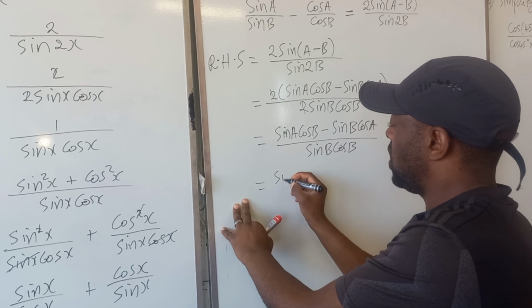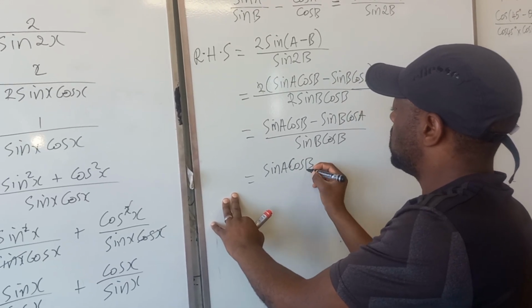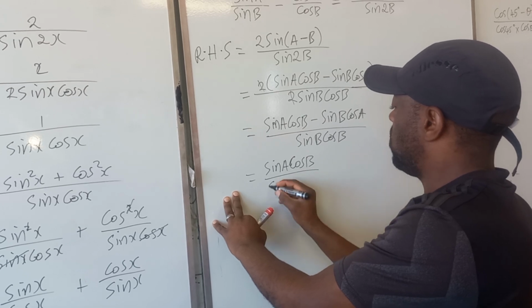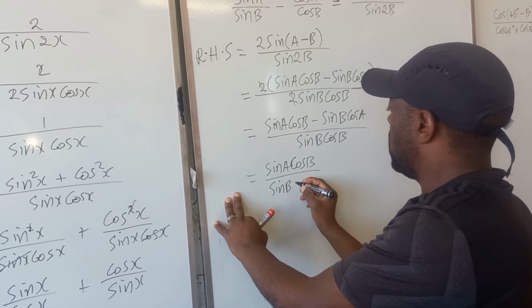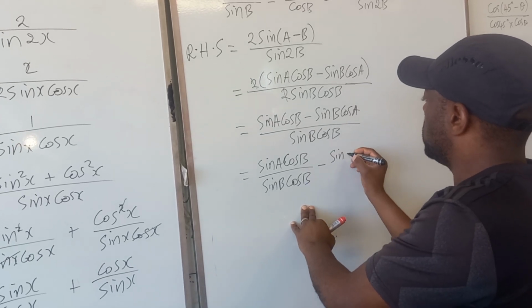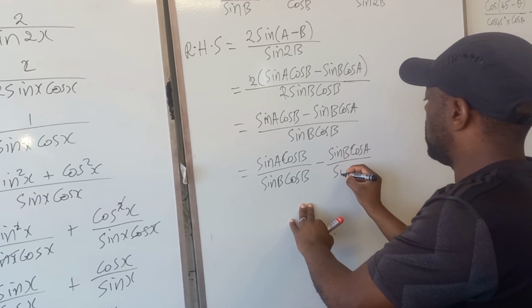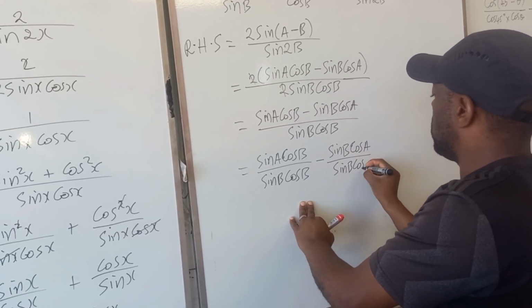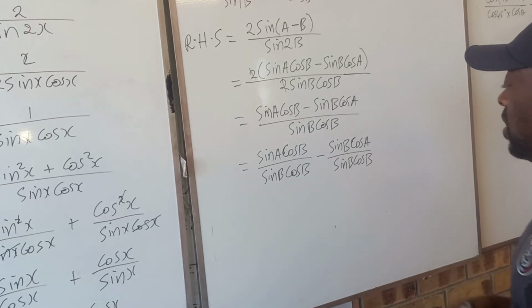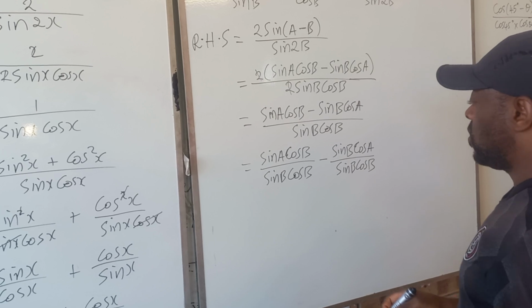So I will share it and say sine a cos b divided by sine b cos b minus sine b cos a divided by sine b cos b. So you see the LCD, some people call it LCM, belongs to everyone at the numerator. So that is how you put it.